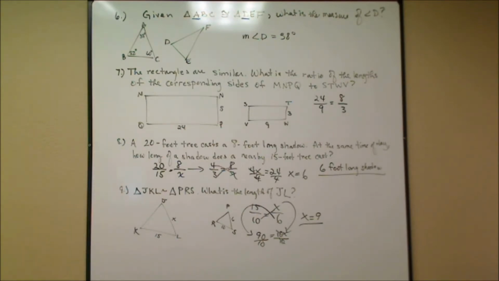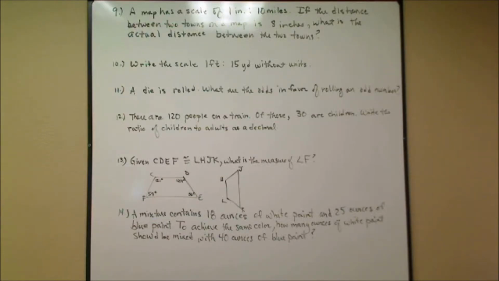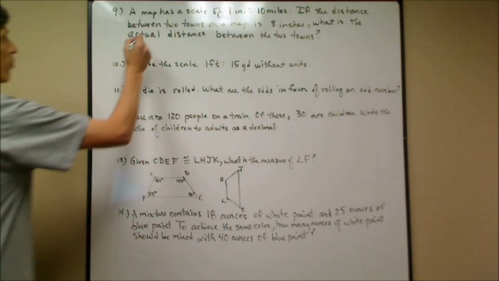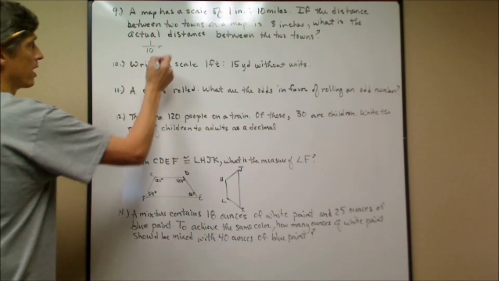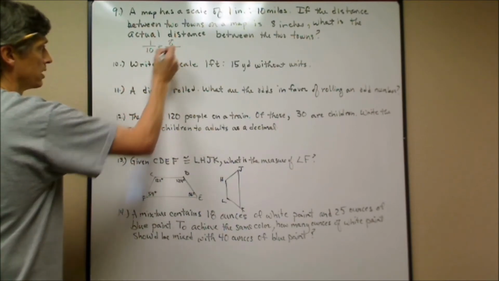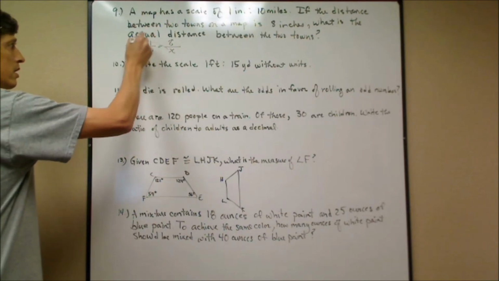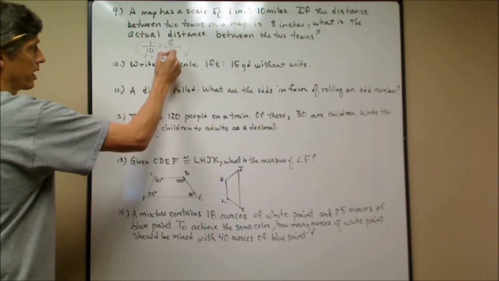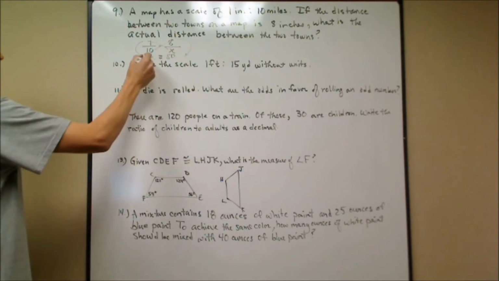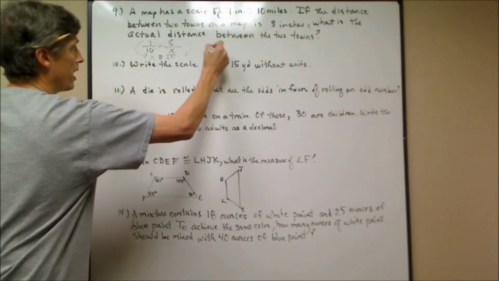No units are given. Number 9, a map has a scale of 1 inch corresponds to 10 miles. If the distance between two towns on a map is 8 inches, what's the actual distance between the two towns? Well, if 1 inch represents 10 miles, then 8 inches represents how many miles? I cross multiply, it's a little scale drawing here, and I get 80. Hopefully you can read that. X equals 80, so it would be 80 miles.